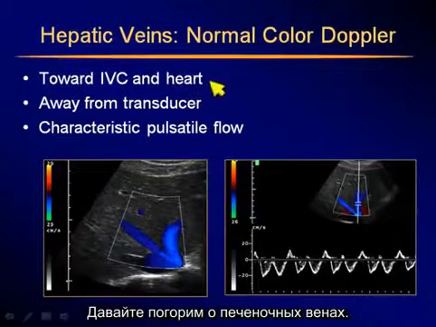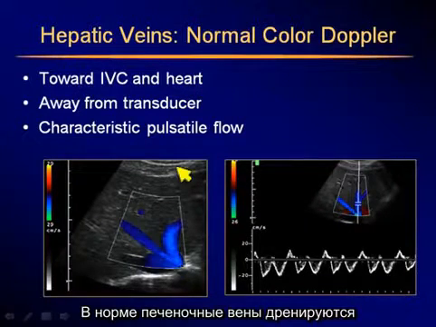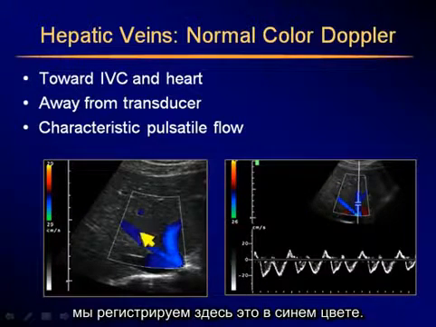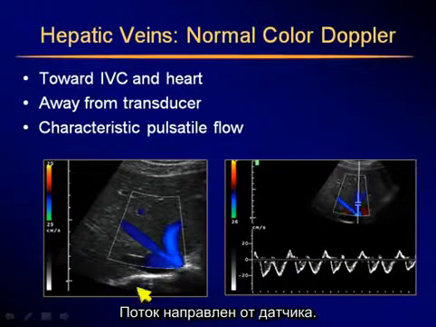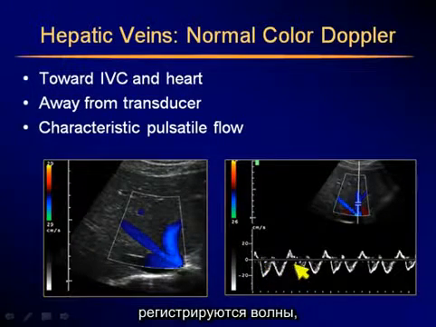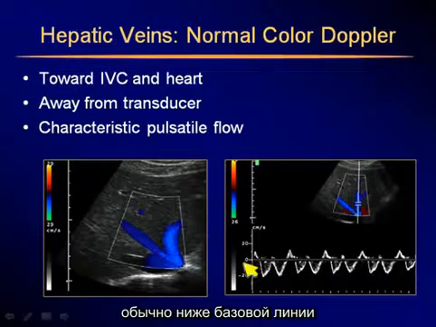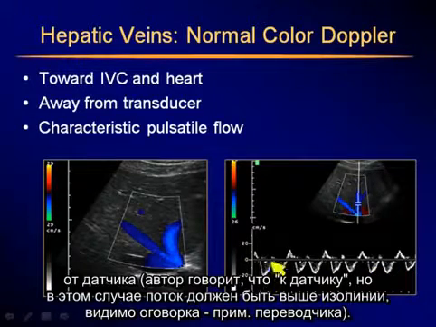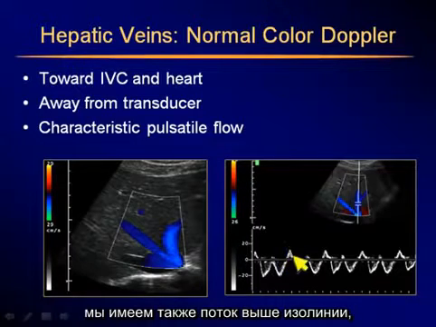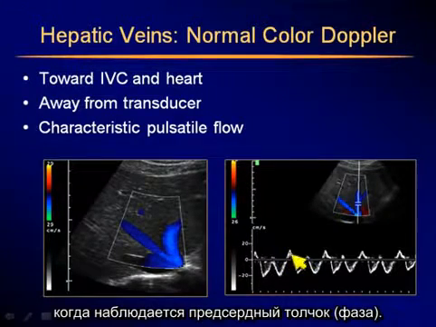Look at the hepatic veins. Normally, the hepatic veins drain towards the heart. That's why they're registered here in blue, away from the transducer. And on the spectral, they are also registered away, usually below the baseline, towards the transducer where we have systole, diastole, but we have above the baseline when we have the atrial kick.